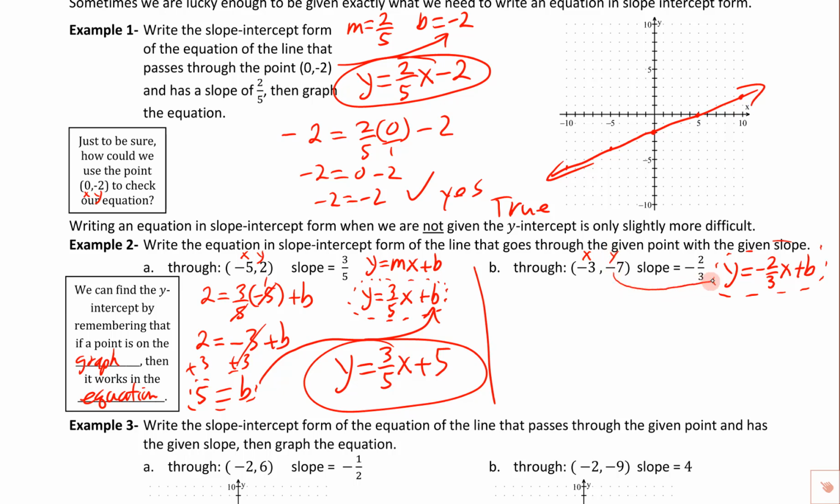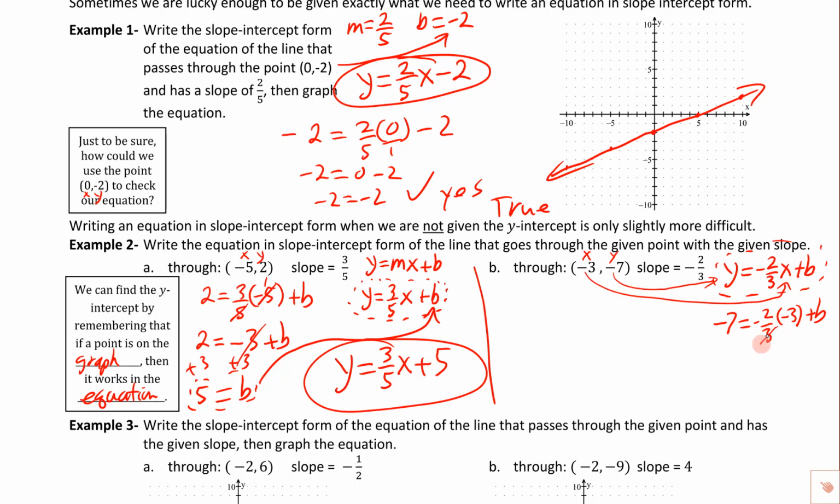Wherever there's a y, I'm going to put a -7, and wherever there's an x, I'm going to put a -3. So I'm going to put a -7 here. This is negative 2/3 times -3, and then plus b. So now we've gotten rid of the x and the y by replacing them with a value from a point on the graph of the line. And then we've just got this variable b, the y-intercept, to solve for.